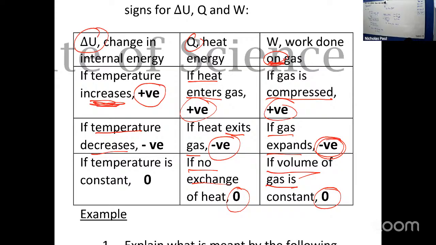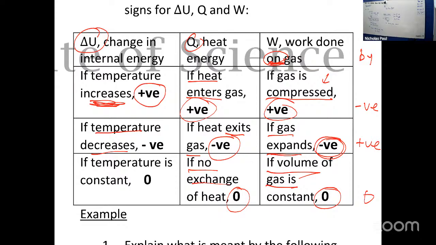I have a small question. What would happen if it's work done by the gas? If it compresses, W is what? Negative, right? If it expands, W is positive, and if there's no change, it will be 0. Everybody okay with that? So those are the concepts I want you to understand.